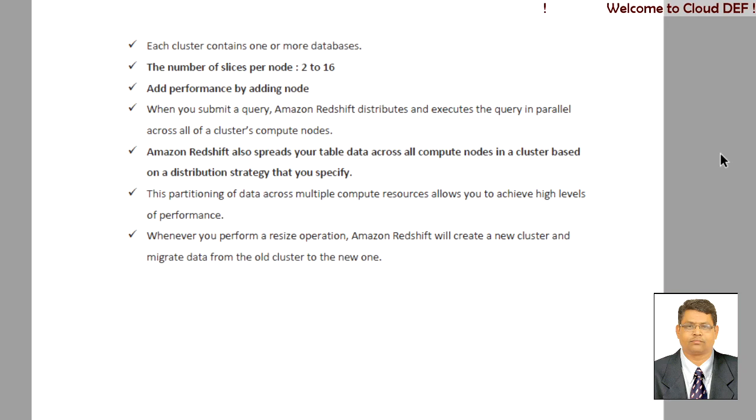When you submit a query, Amazon Redshift distributes and executes the query in parallel across all of a cluster's compute nodes. Amazon Redshift also spreads your table data across all compute nodes in a cluster based on a distribution strategy that you specify. This partitioning of data across multiple compute resources allows you to achieve high levels of performance. Whenever you perform a resize operation, Amazon Redshift will create a new cluster and migrate data from the old cluster to the new one. Figure 1 Redshift Architecture.